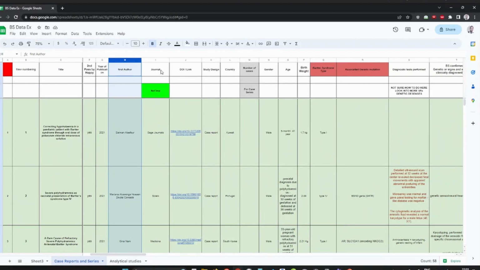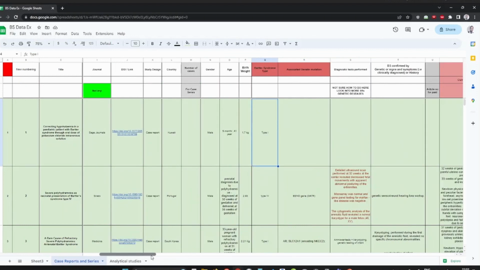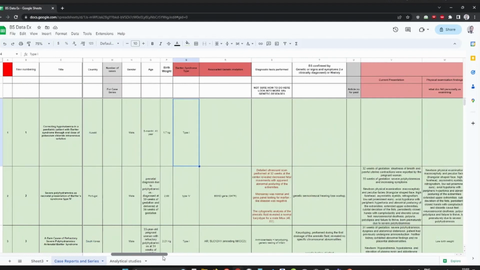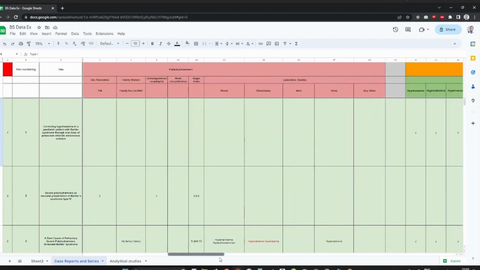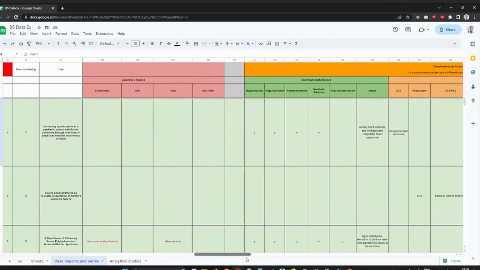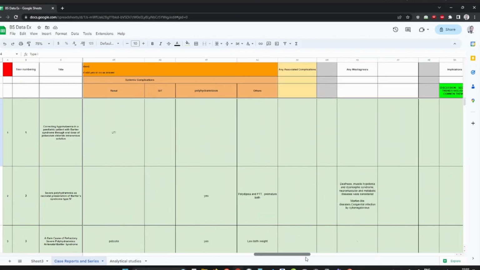So I'm using the information for population first. I'm using the PICO, taking the information with respect to my population. So whatever the country was, this particular case report came from Kuwait. The patient was male. This was the age, this was the birth weight, and this is the syndrome type that they had. If they had any genetic mutations, different case presentations, how the case presented, any family history, any lab studies done, you have to know all this information.